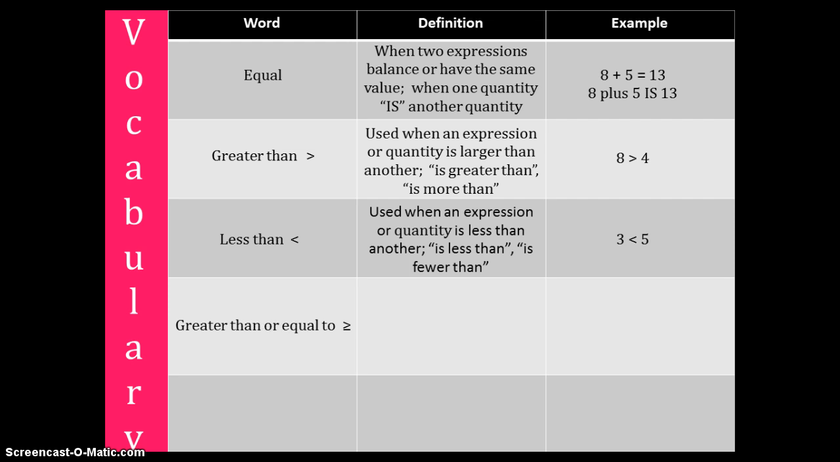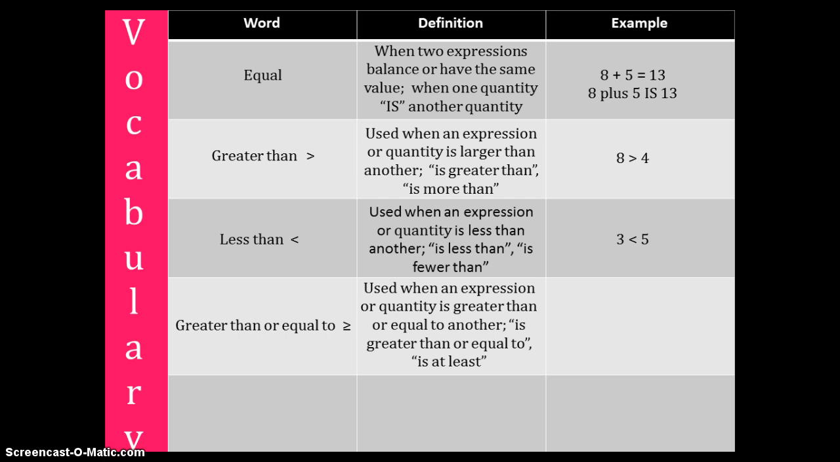Greater than or equal to. Notice the symbol that we use for greater than or equal to. It is a greater than sign with a flat horizontal line underneath it. We use greater than or equal to when an expression or quantity is greater than or equal to another. And again, we would say is greater than or equal to or is at least this value. An example would be 12 is greater than or equal to 9.